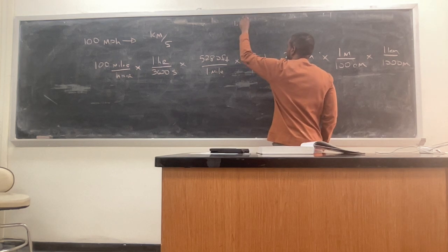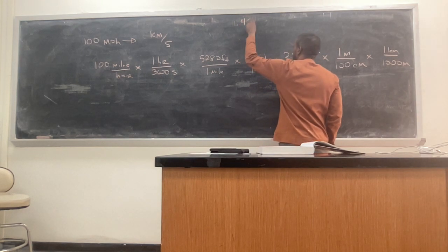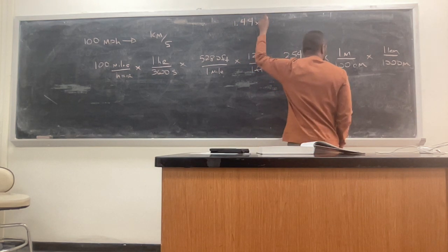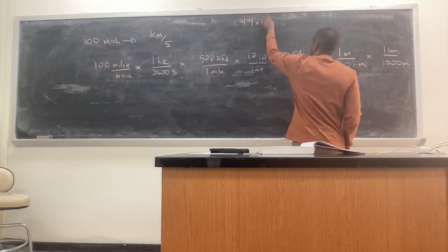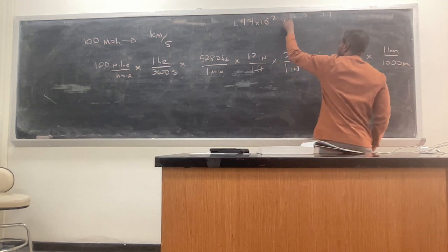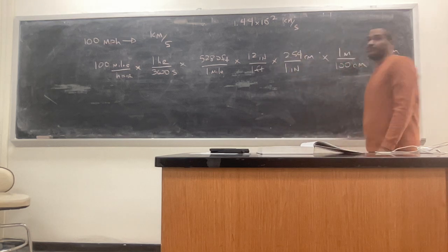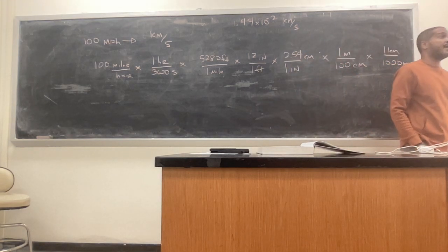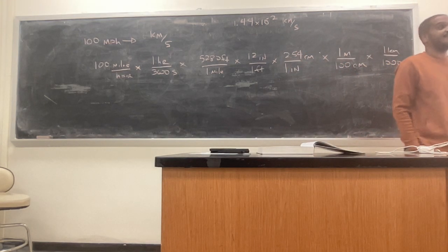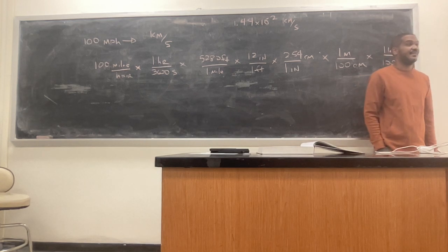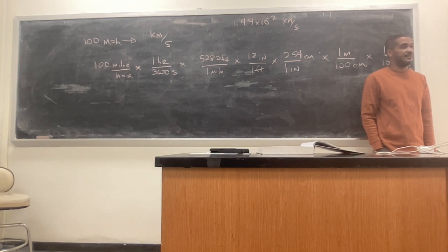4 point what? 4 times 10 to the what? Negative 2. And that's what, kilometers per second? So anybody got something different from that? Well, we have to round it. Would it be 4.5? I got the longer one. You want us to round it?